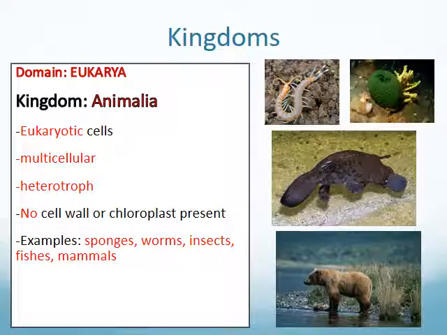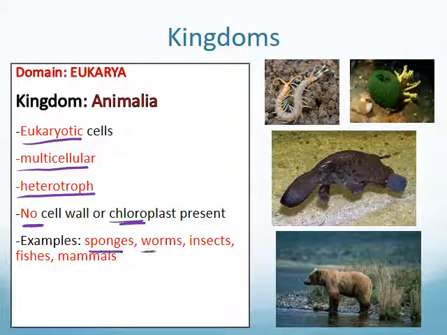And last but not least on our little journey throughout the kingdoms is the animal kingdom. And the animal kingdom, these are made up of eukaryotic cells. They're multicellular, they are heterotrophs, so these are all the same as the plants. There is absolutely no cell wall and there's no chloroplast. We know that those are the two major differences in a plant versus an animal. But if we look at this, we got sponges, worms, insects, fishes, mammals. The variety is very big, very vast among the animal kingdom.